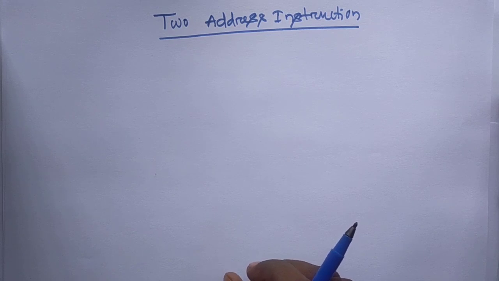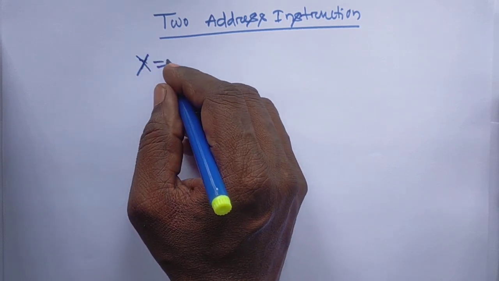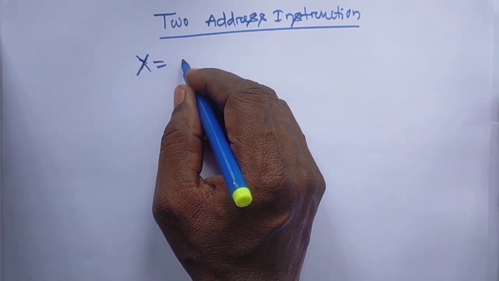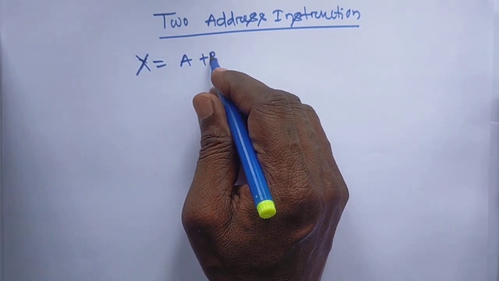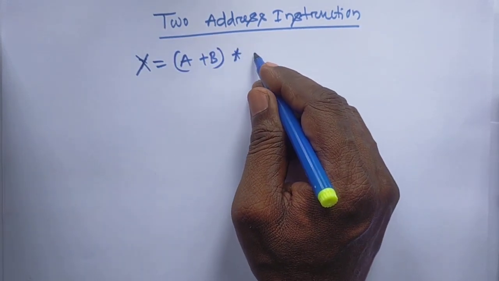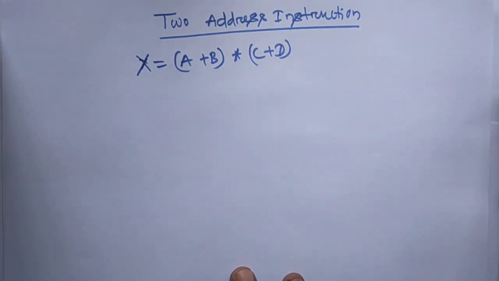Same concept, let us consider one expression: X = (A + B) * (C + D). This expression we have to design. Two address instructions are the most common in commercial computers. Most of the time they use two address instructions.